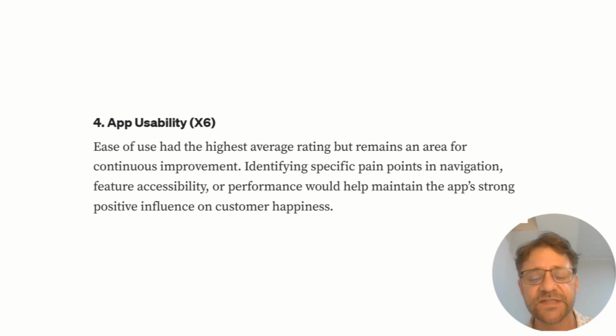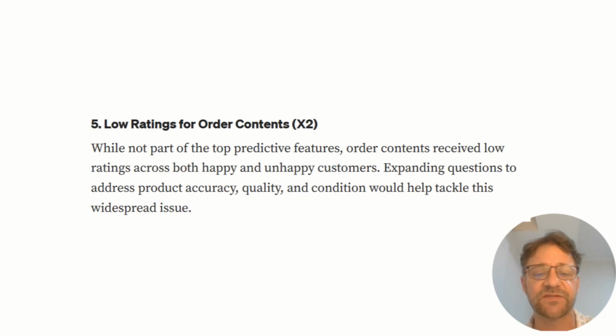Now, X2 wasn't in the best features combination for the best model, but it scored very low between happy and unhappy customers. And I suspect that if we ask more detailed questions about the order contents that arrive when groceries are delivered, that we might find some better data, and questions related to X2 might help us distinguish between unhappy and happy customers as well.